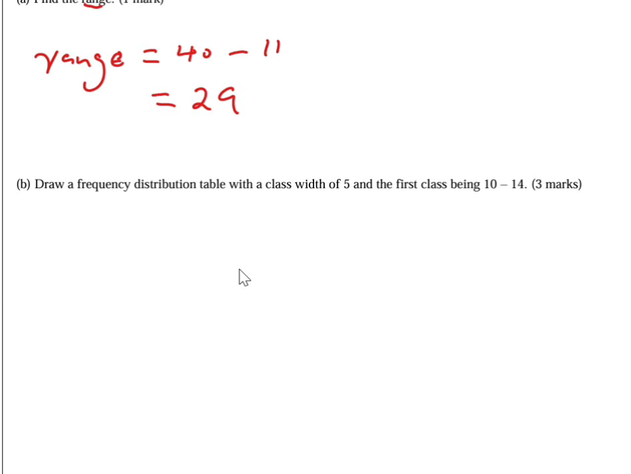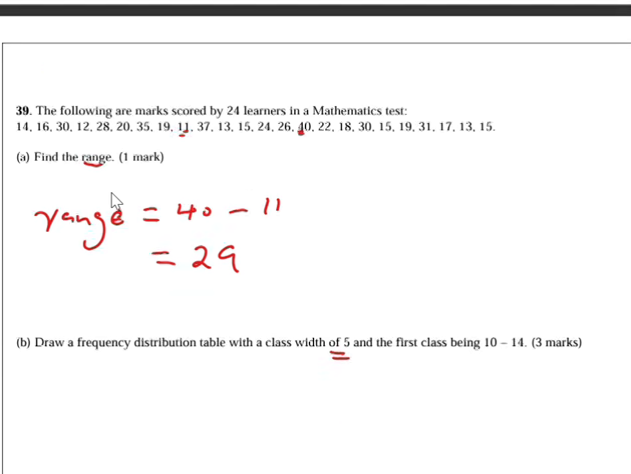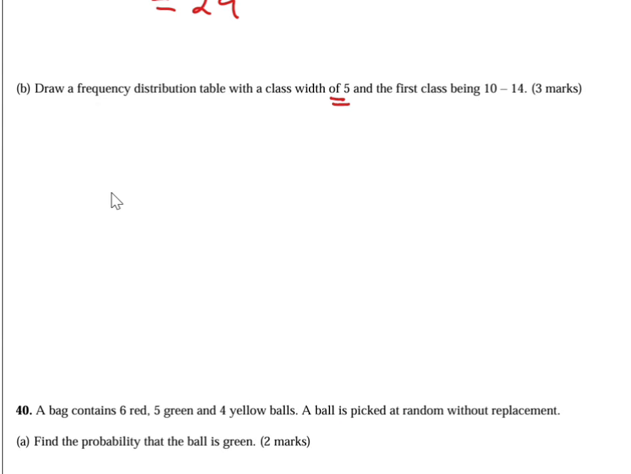Part B. Draw a frequency distribution table with a class width of 5. So class width yetu ni 5. And the first class being 10 to 14. So tuanza na 10 to 14. So tutaandika hapa hizi ni nini? Hizi ni marks. So maybe I guide you and then ufanye yako, tuambie kama ulimaliza. Because mimi sasa hapo nitakosa kuona vizuri.